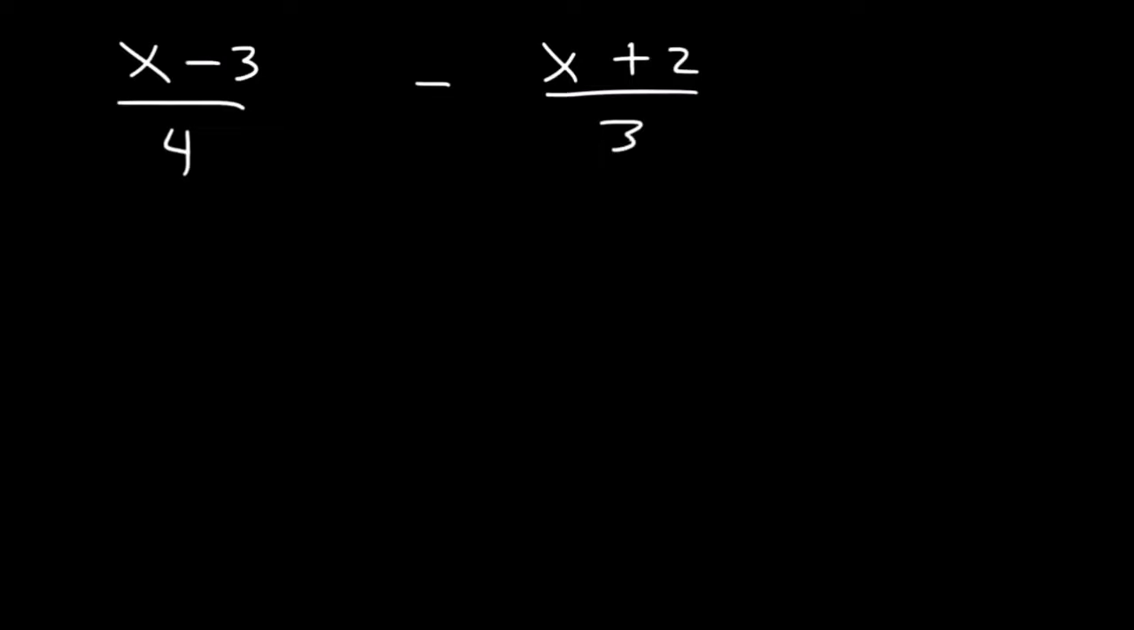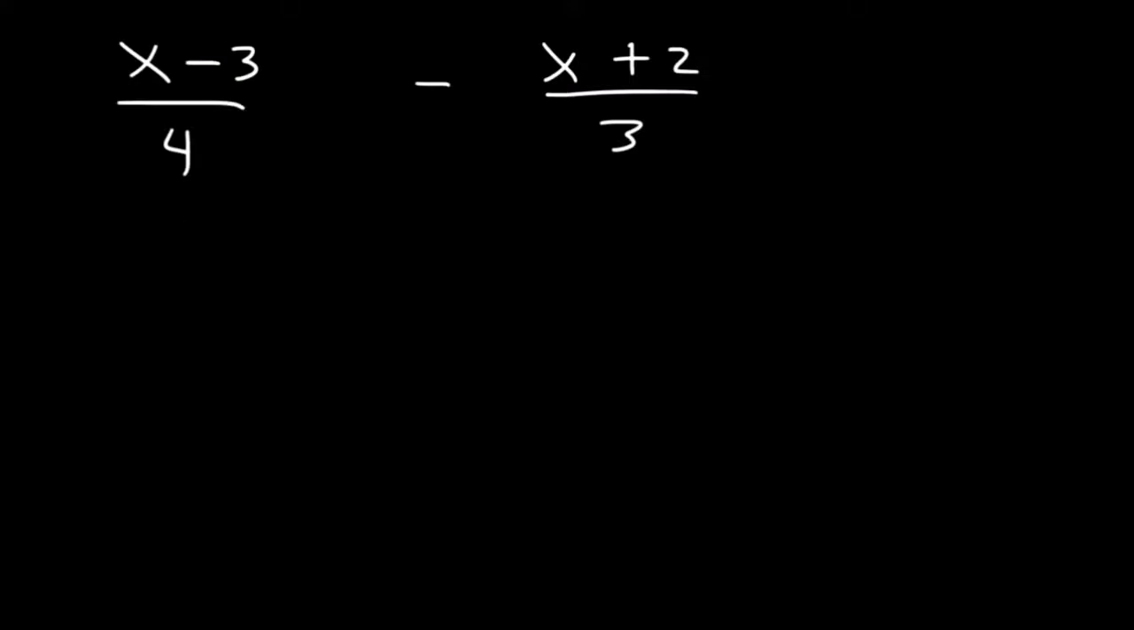Let's try another example. x minus 3 divided by 4 minus x plus 2 divided by 3. So we need to get common denominators. The least common multiple of 4 and 3 is 12. If you're not sure, just multiply 4 and 3. Any multiple of 4 and 3 will work. You may have to simplify it later, but it can help you get the right answer.